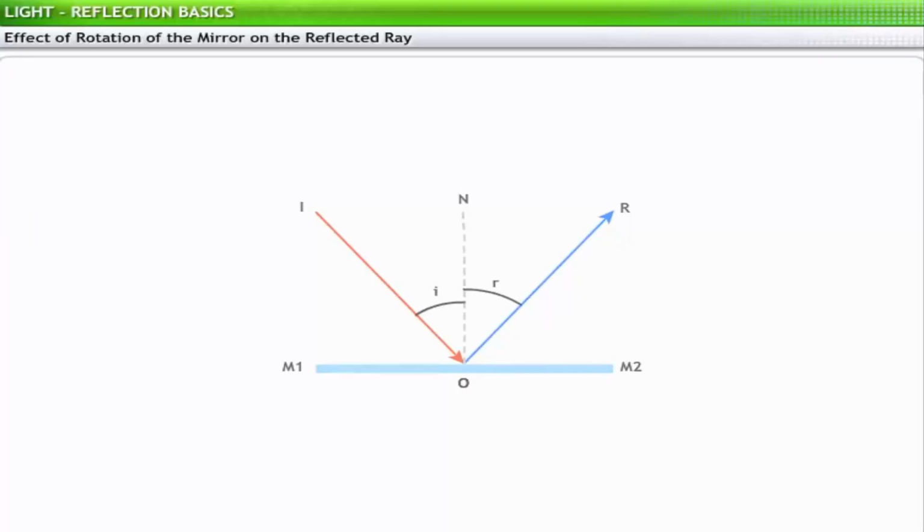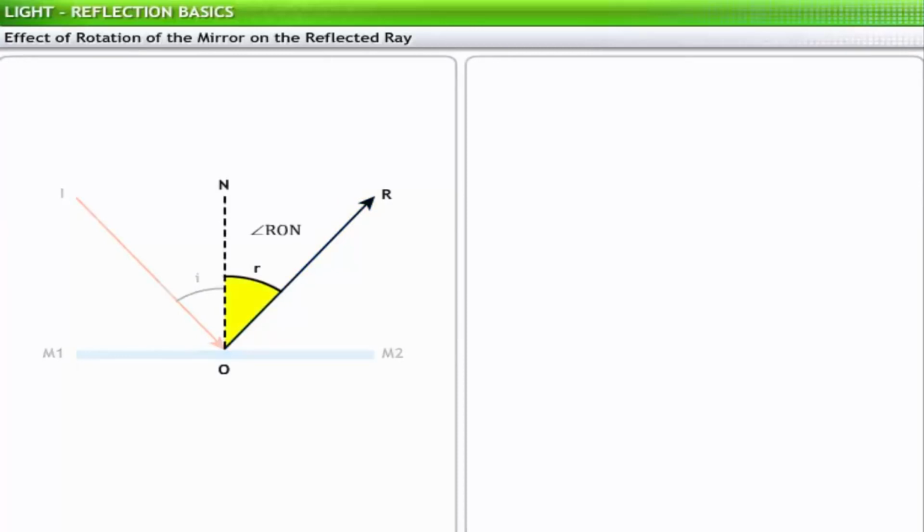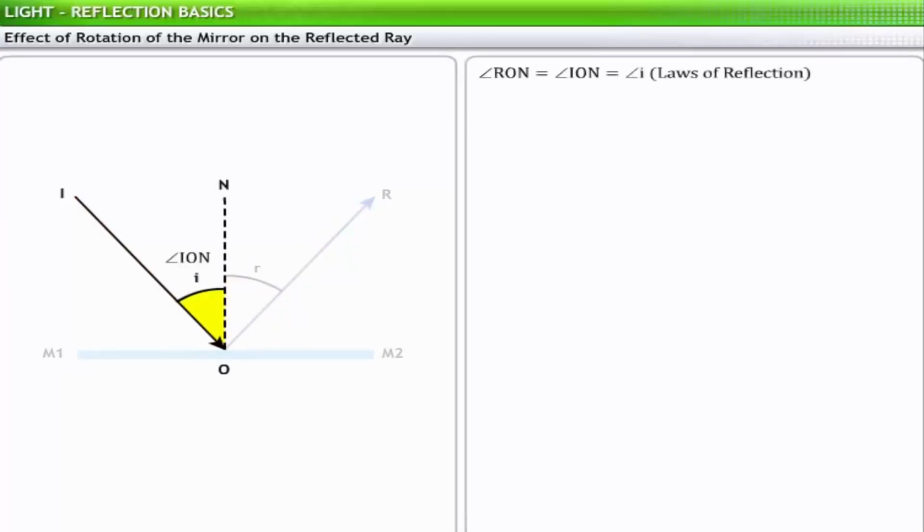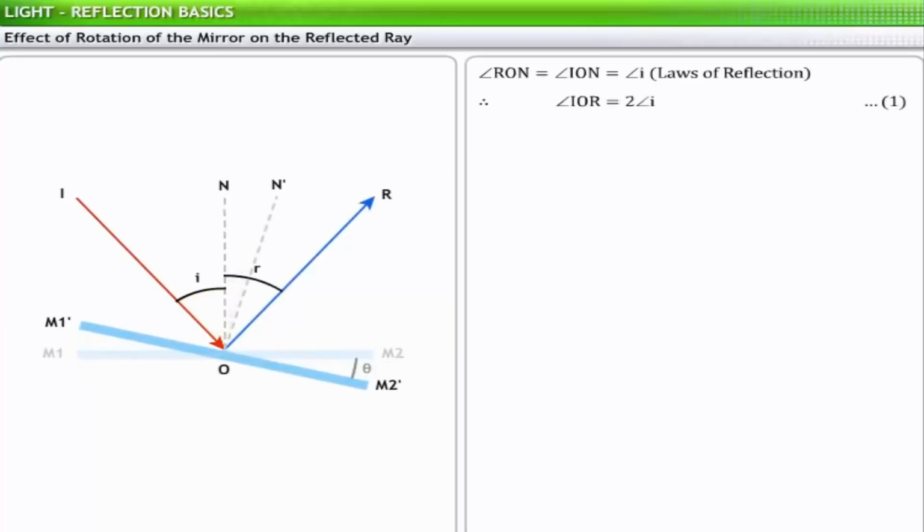Therefore, based on the laws of reflection, angle RON is equal to angle ION, which is the angle of incidence I. Therefore, angle IOR is equal to twice the angle of incidence. Let the mirror be rotated through an angle theta about point O, so that M1', M2' is the new position of the mirror, and ON' is the new position of the normal.